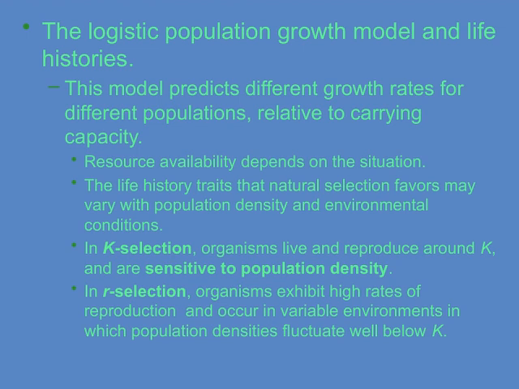On the other hand, r selection is characterized by organisms that reproduce rapidly, especially in unpredictable or variable environments where populations often fluctuate well below K. Understanding these strategies helps us see how different species adapt to their environments and optimize their survival and reproduction. This ties into our broader theme of how life histories and environmental factors shape population dynamics.